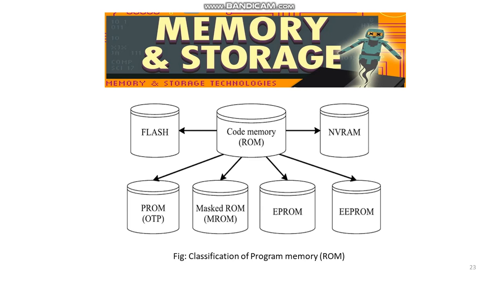Program memory or code storage memory of an embedded system stores the program instructions. The diagram shows a classification of program memory, that is ROM. So there are different classifications: flash, PROM, masked ROM, EPROM, EEPROM, NVRAM. Program memory or the code memory is non-volatile. That means the contents are retained even after the power to it is turned off. So let us see one by one the classification of the program memory.